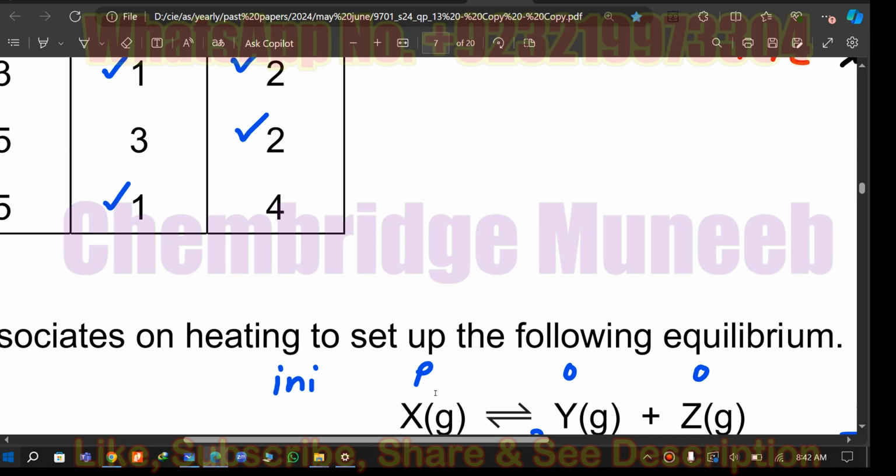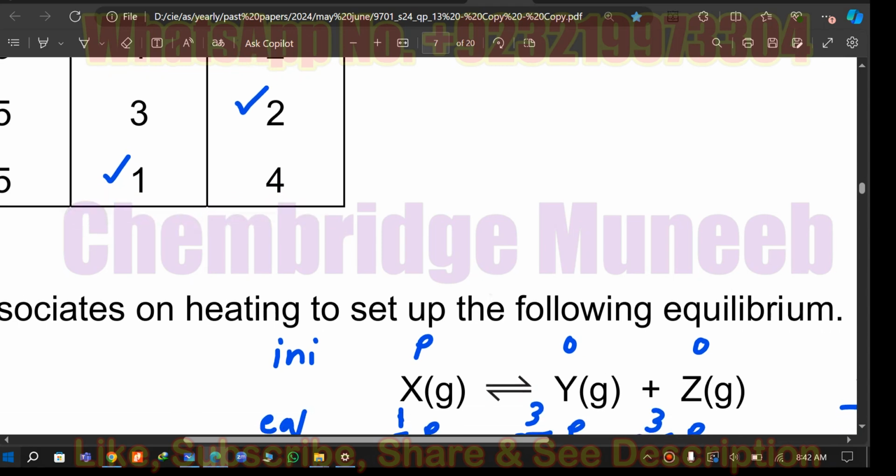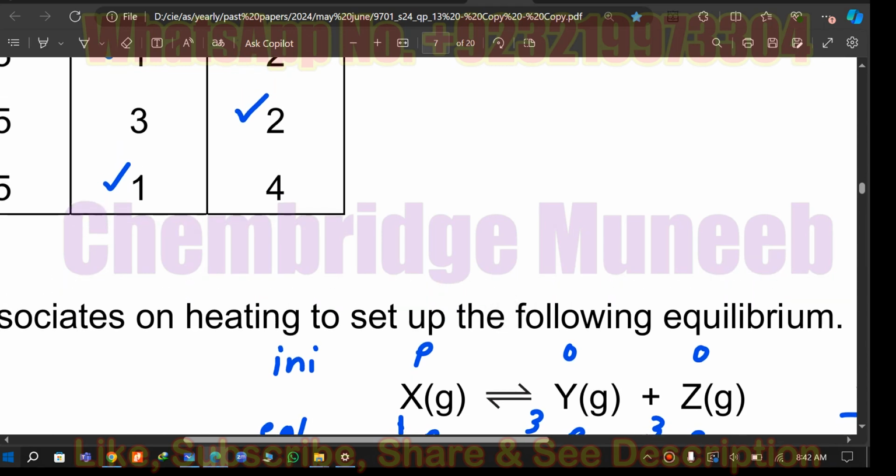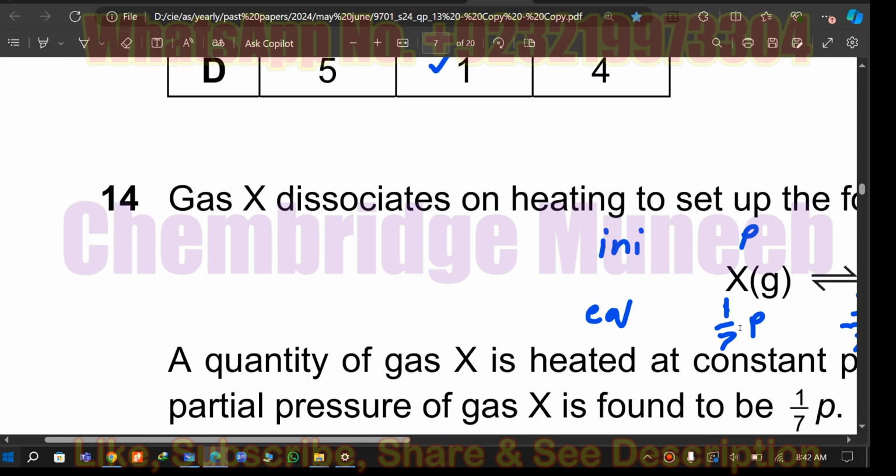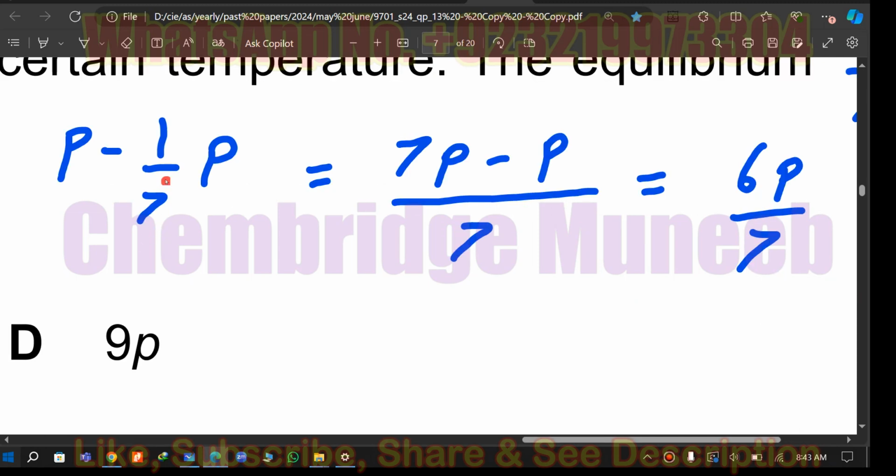At the initial state, the gas X had this pressure P, and at that time the pressures of Y and Z were 0, because there was no formation of Y and Z. But when equilibrium was established, then we know that the pressure value for X became 1/7P. So the value of X is given, but we need to find the pressure values for Y and Z. To find that value, we need to do this calculation.